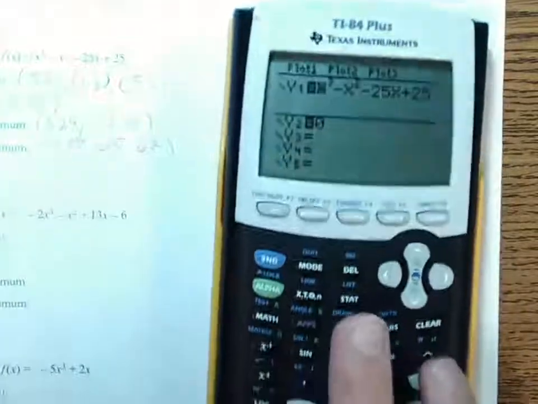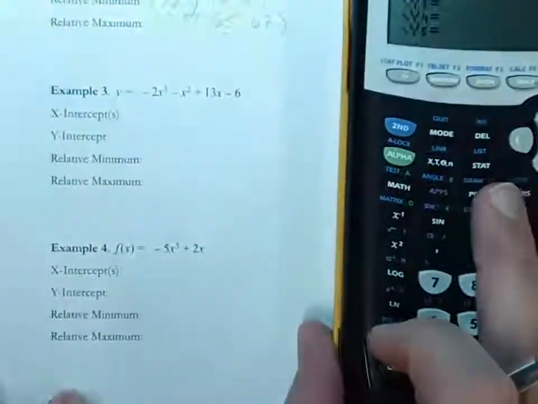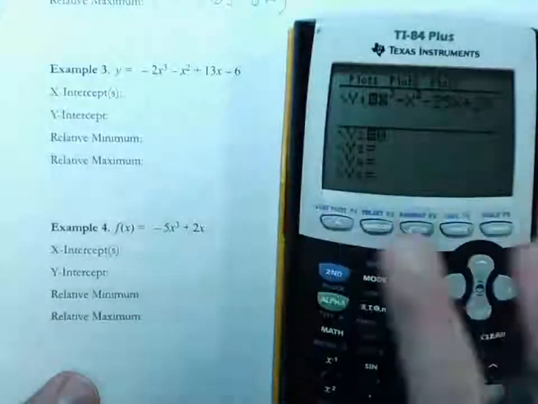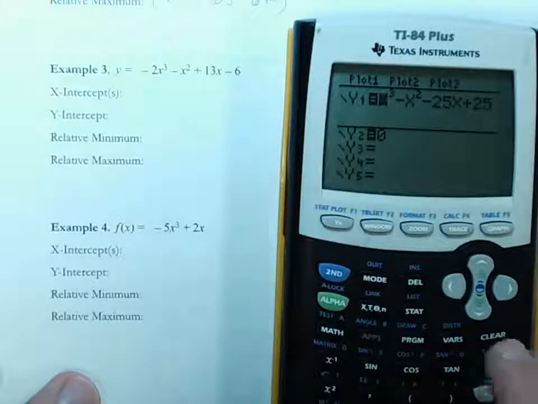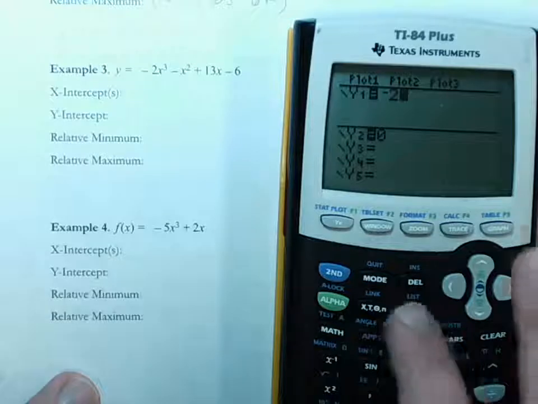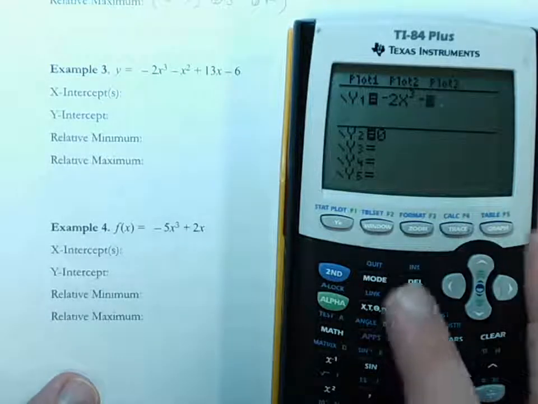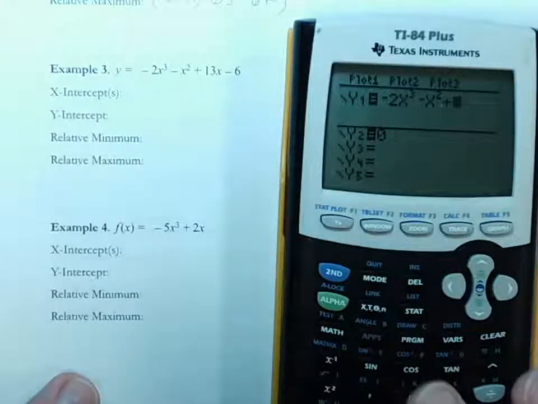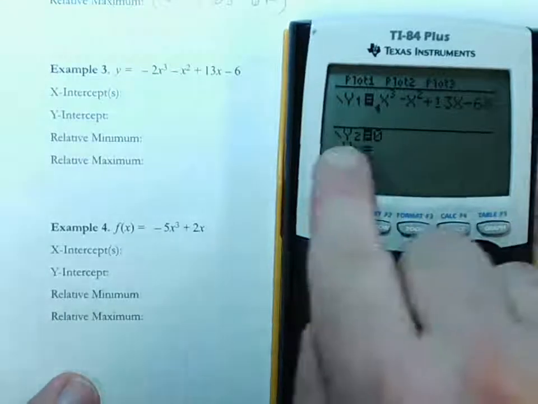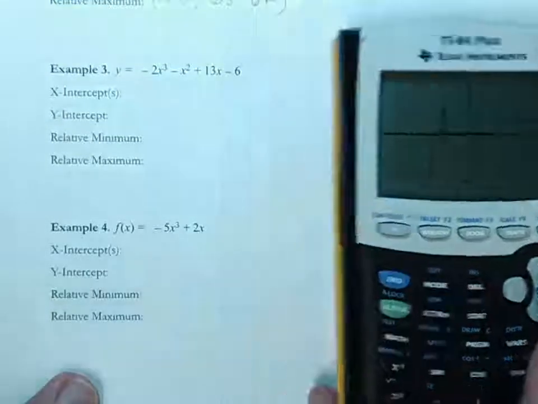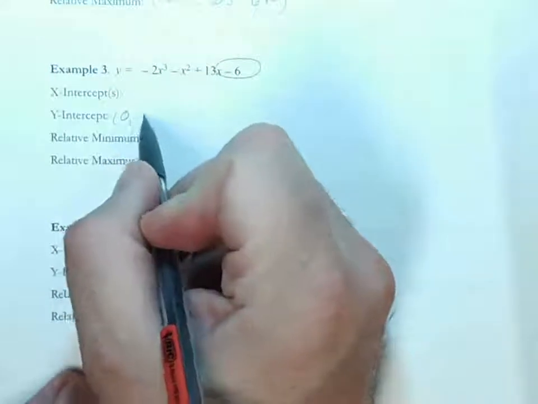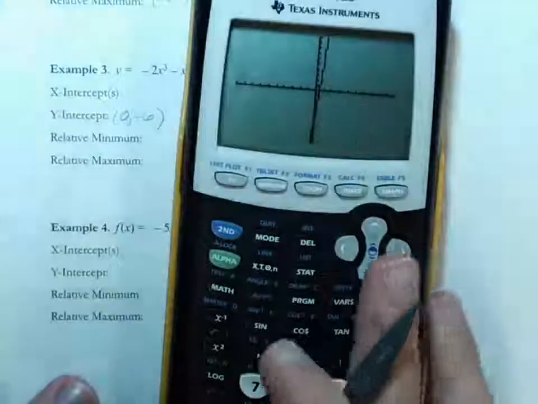2 more. All right. Scooting on up. Let's type it into y equals, shall we? Negative 2x to the third power. Right arrow, negative x squared plus 13x minus 6. Still got a 0 on y2. That's awesome. I'm not even going to look at the graph yet. The y-intercept is here, 0, comma, negative 6. Now let's look at it.